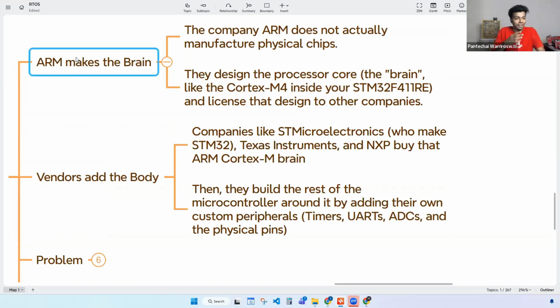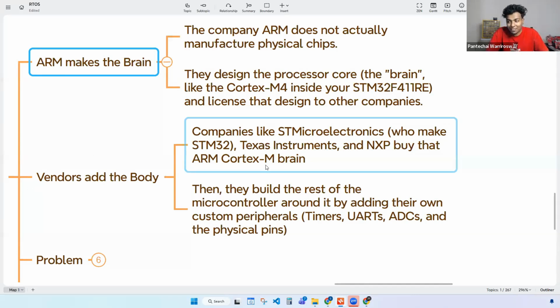For example, if I am ARM, I am designing a core processor like Cortex M4. If Venkatesh or Muthu or Ayush are the manufacturers like Texas Instruments, ST Microelectronics, NXP and all, they will purchase the Cortex M4 brain from me, because I'm ARM. Then they will manufacture their own chip. Guys, are you clear? That is what the manufacturing company will do.